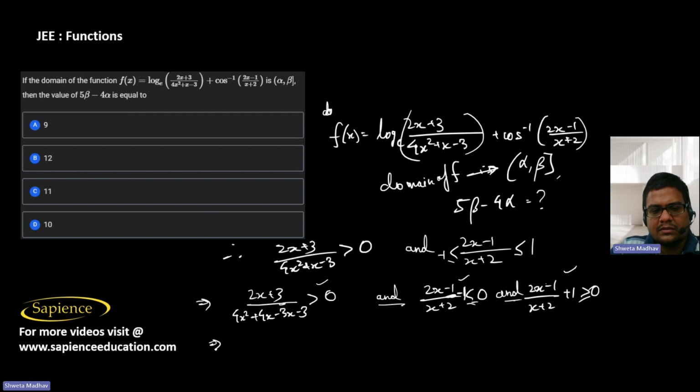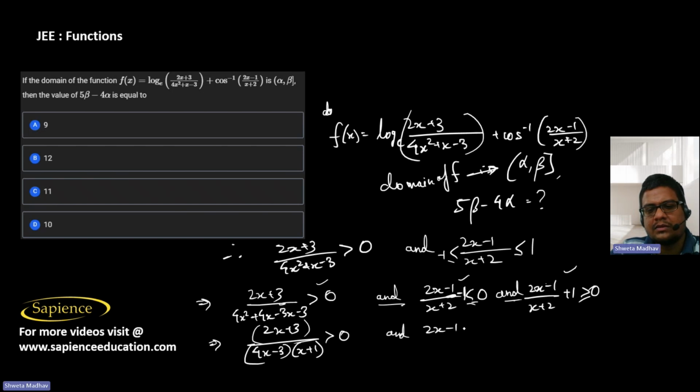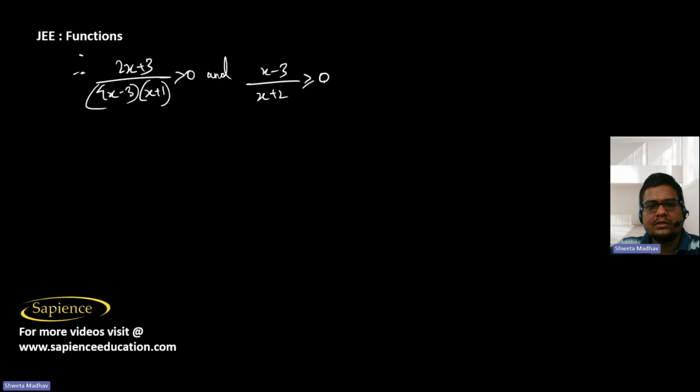So then we have to take the intersection of all these three sets, since the AND function is used. Now this will be 2x plus 3 divided by 4x into x plus 1, actually 2x plus 3 divided by 4x minus 3 into x plus 1, that is greater than 0. And here we can say this will be 2x minus 1 minus x minus 2 divided by x plus 2 that should be less than or equal to 0. So therefore one is 2x plus 3 divided by 4x minus 3 into x plus 1 that should be greater than 0, and this will be x minus 3 by x plus 2 that should be less than or equal to 0.